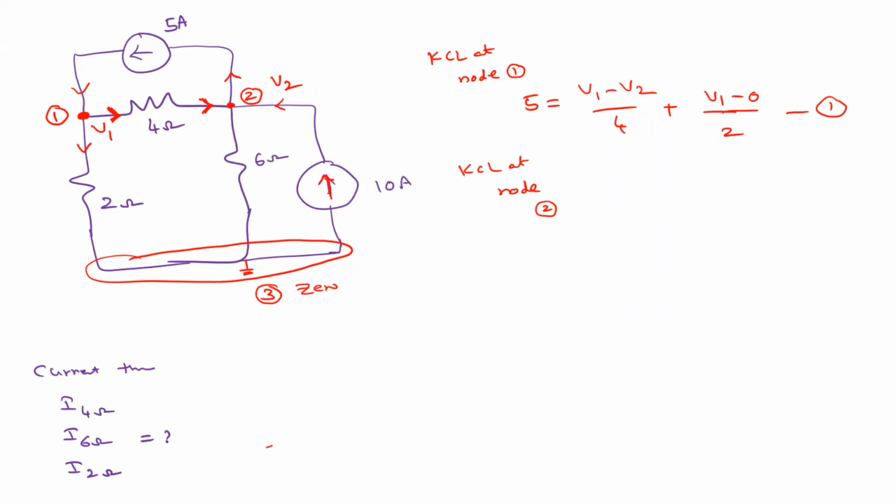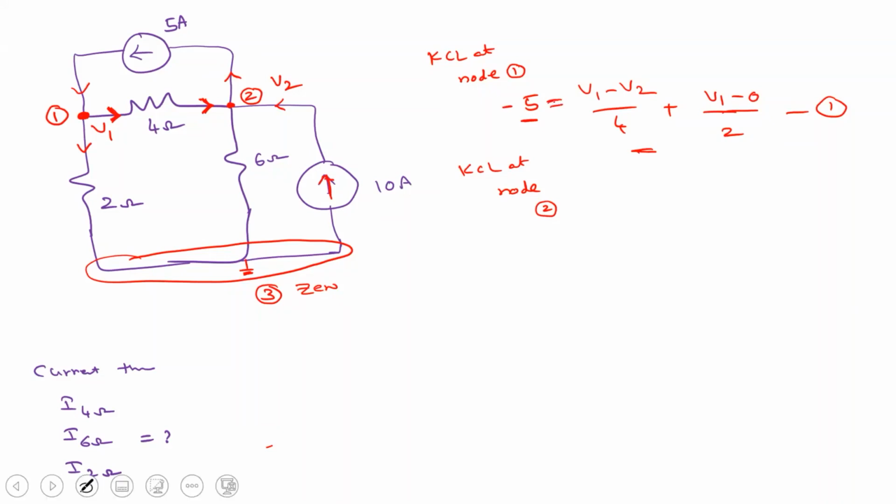Sir, in KCL at node 1, will it be minus 5 or 5? In the equation it is on the other side, right? Incoming currents are equal to outgoing currents. Yes, sir, 5 is the incoming current, and these are the outgoing currents. Agree? What KCL states is that incoming currents are equal to outgoing currents, or the sum of the currents is 0. In that case you need to take minus 5.